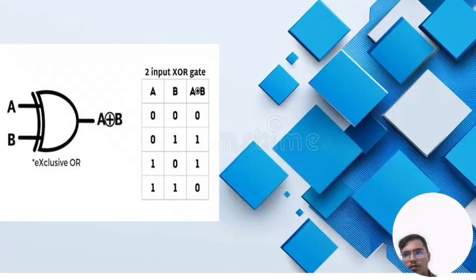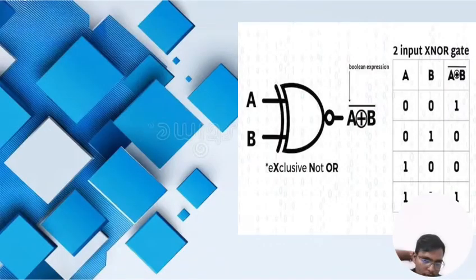Next we go with the two-input XOR gate. Here there are also two inputs A and B, and it gives the output A XOR B. For 0 0 the output is 0, for 0 1 it gives 1, for 1 0 it gives 1, and for 1 1 it gives 0. Now the next slide.